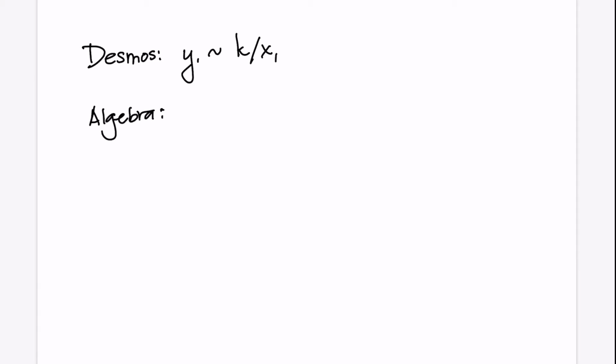And then next, what we're going to talk about is the mathematical relationship part, right? So for Desmos, you should have typed in y1 squiggle k over x1. And the algebra version of this is going to be y is equal to k over x. And if you remember from previous classes, k is our constant. Okay, and we're going to talk about what that constant means.